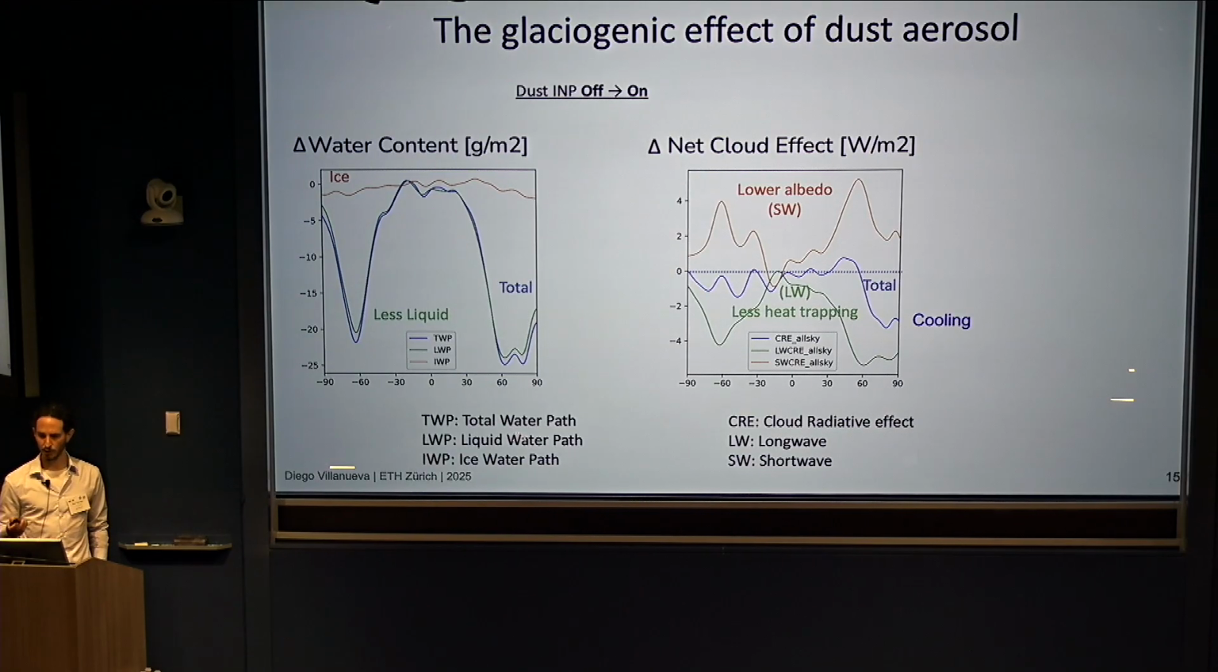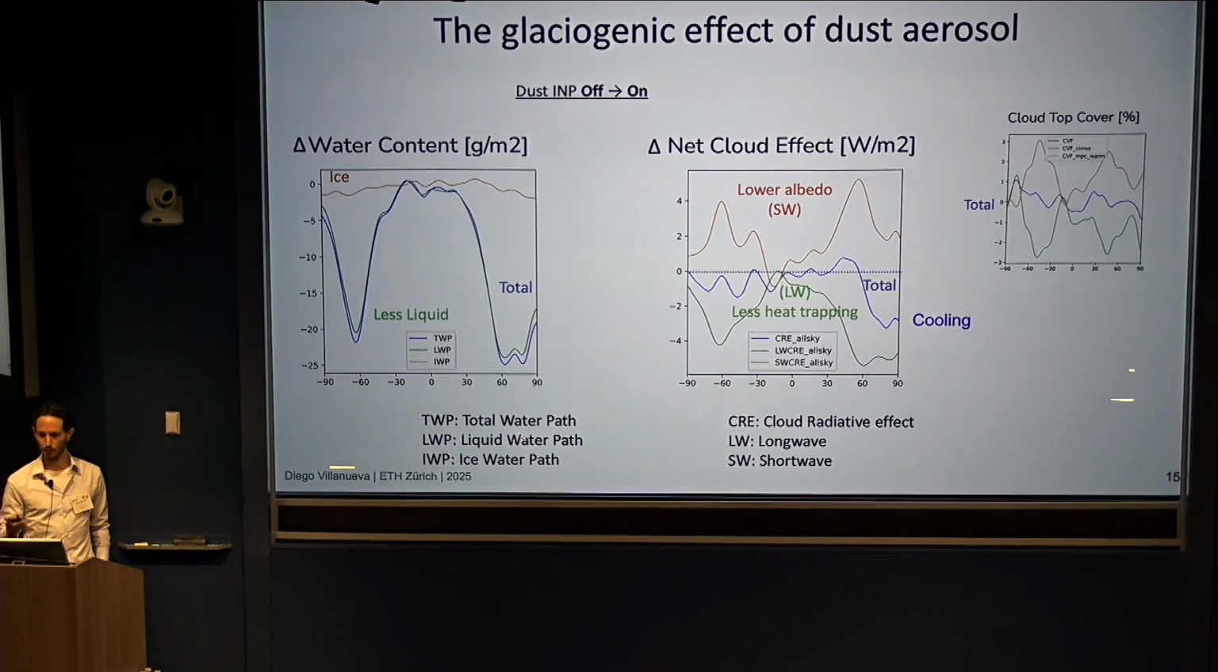And just as a short comparison, I just quickly put here the changes in cloud top cover, just to quickly say that we also encounter some similar results as Lauren in the model, in the sense that the cloud cover is actually not decreasing as one would expect, but it's more about the thinning of the clouds that are causing this radiative cloud effect.